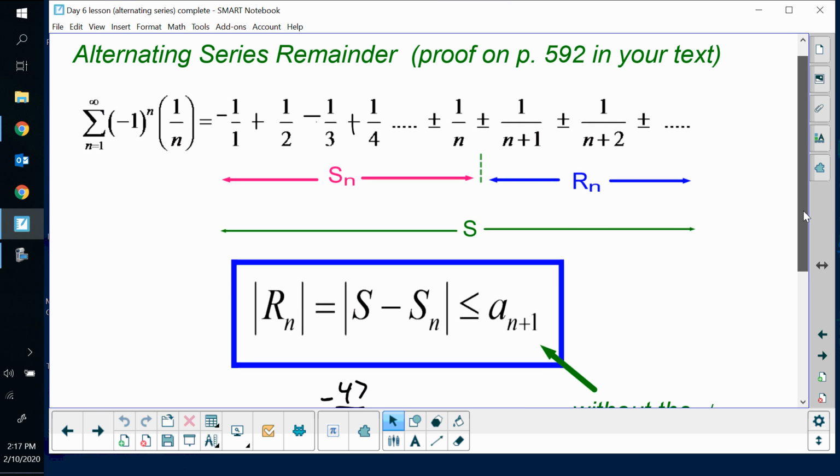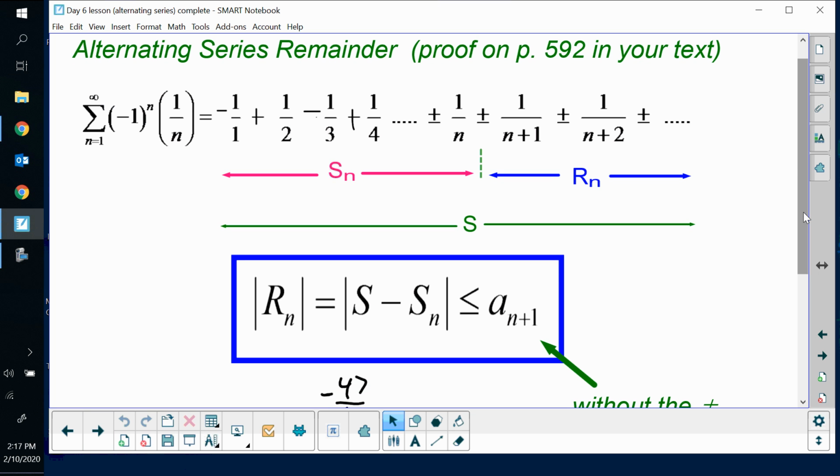Okay, this is the most popular remainder that you'll do because it's pretty simple. So here is our infinite sum in an alternating series. We started with -1/1, 1/2, -1/3, and so on. This would represent your partial sum, the Sn. This whole thing is representing the infinite sum. So that means this much left is the remainder.